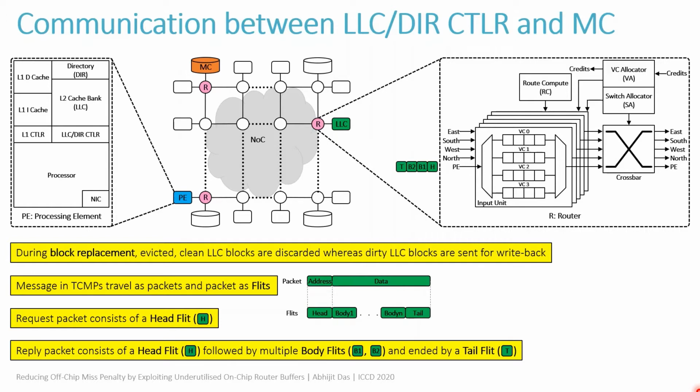For example, a dirty block evicted from the LLC enters the local router and gets stored in one of the input buffers or VCs. It takes part in routing and arbitration decisions before going out of the router towards its destination. As shown in the figure, dirty block A evicted from the LLC is sent towards the memory controller for write back.